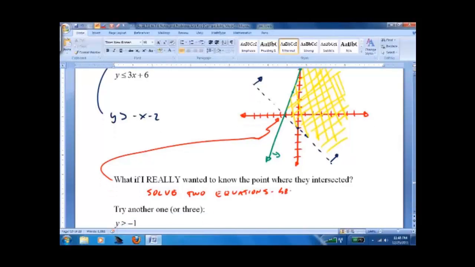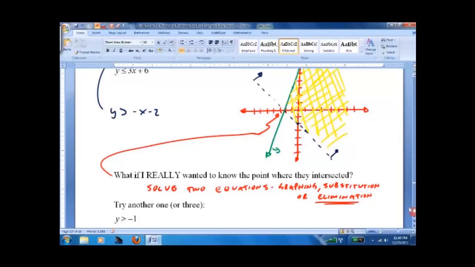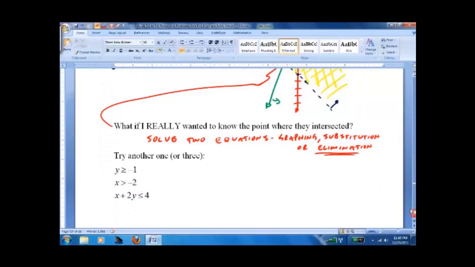So I can do it by graphing, substitution, or elimination. I've got all 3 options. In this case, I'd probably use graphing because it's right there. And then check my points. So let's try another one.